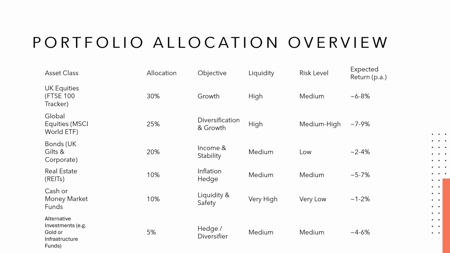This slide shows our recommended division into each asset group. On the left, we have the different classes. The next column along has the recommended split. Then we have what we expect to see from the investment. The next two columns have liquidity and the risk level. And then the final column is the expected rate of return per annum.